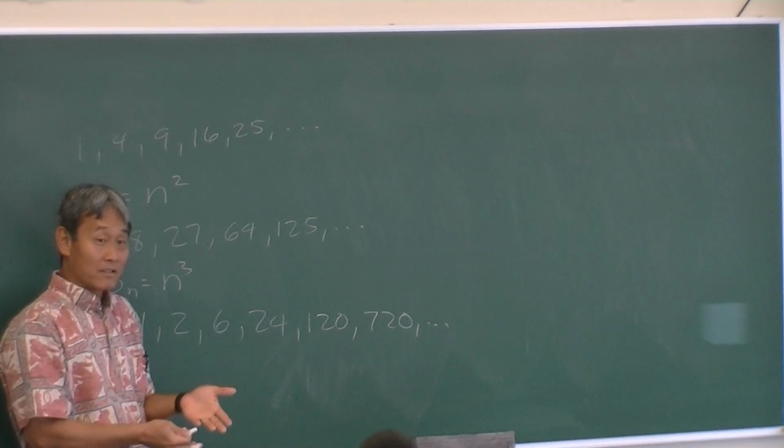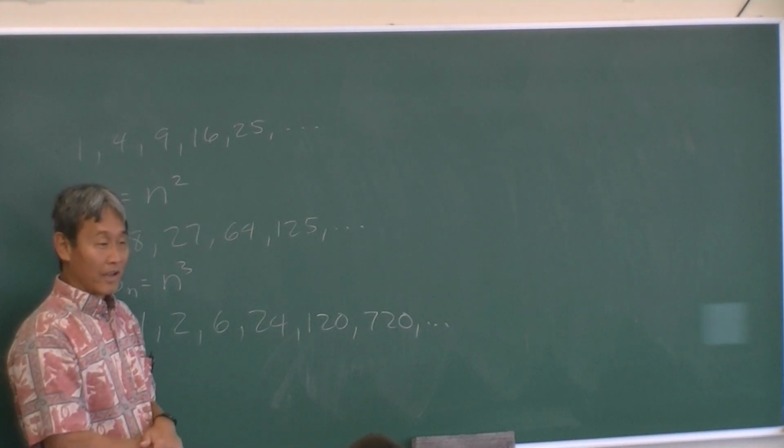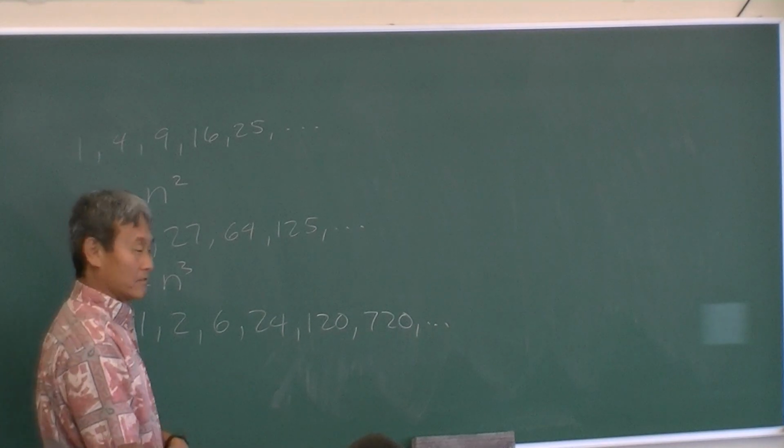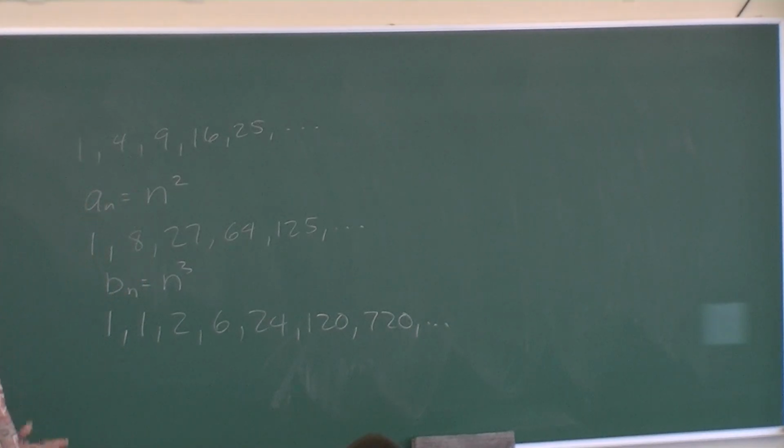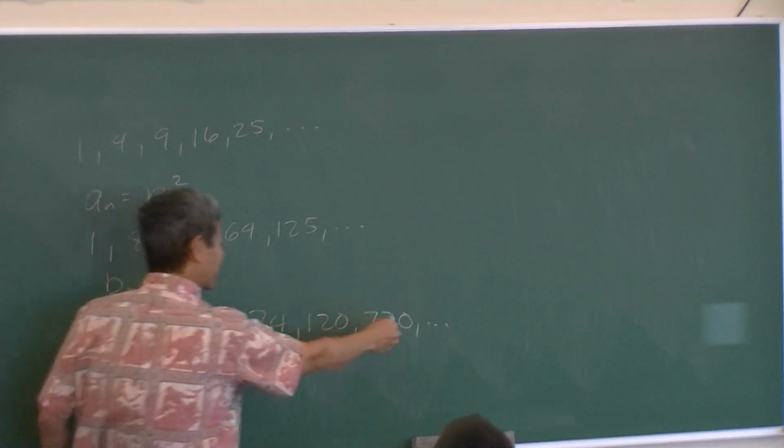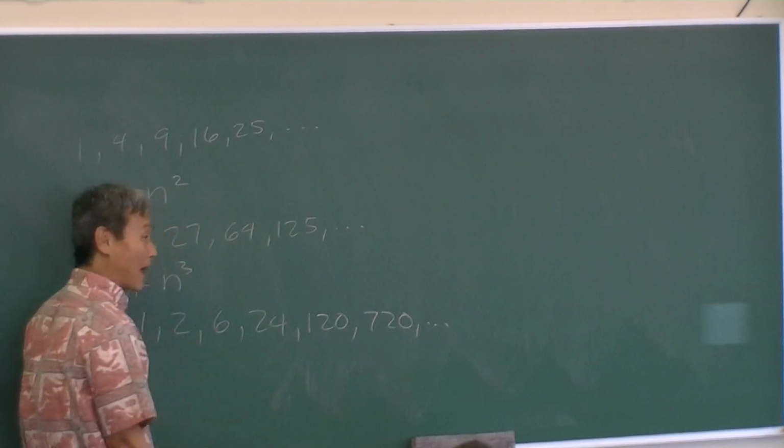F of x, g of x, h of x, right? So A, B, C, whatever. It doesn't have to be A, just like functions don't have to be F. Anyway, what is the next number in the sequence? This is elementary school. What's the pattern here?